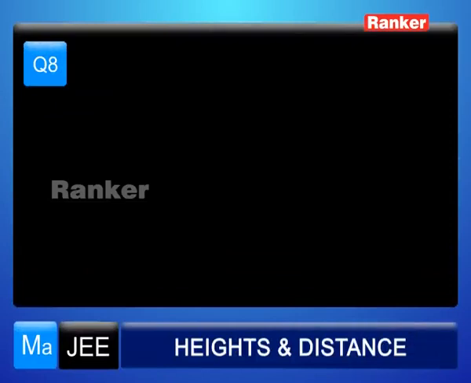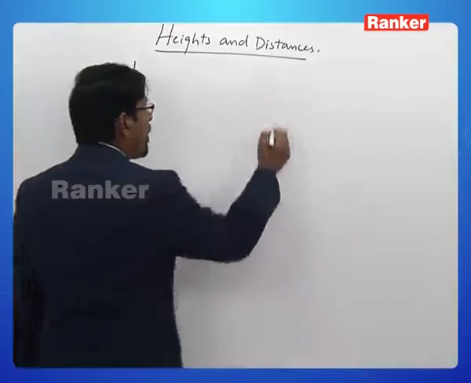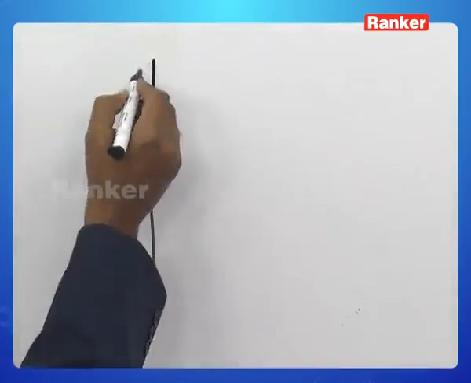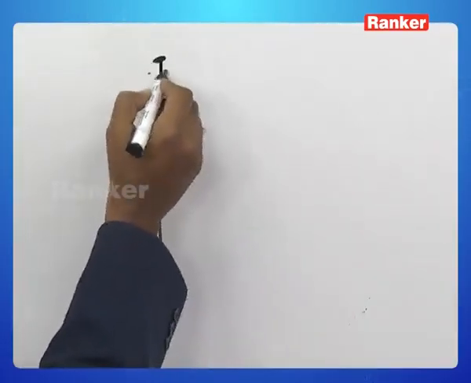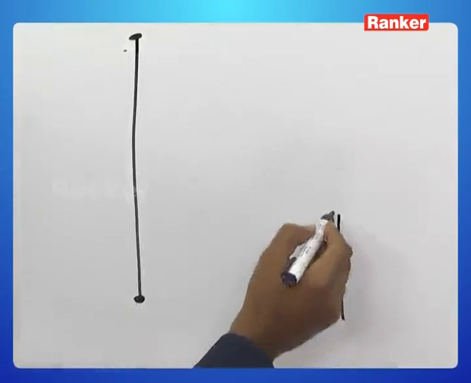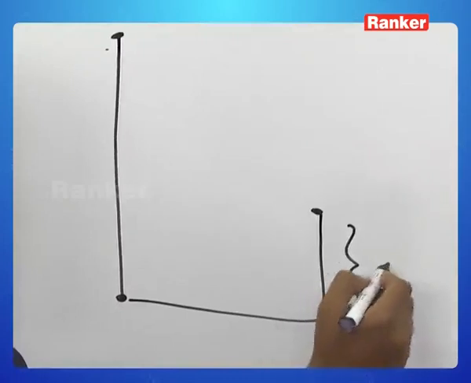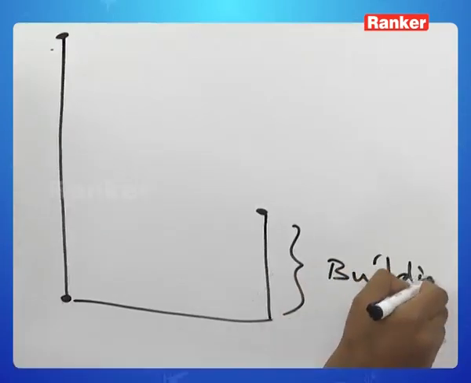Question number 8. The angle of elevation of a top of a building from the foot of the tower is 30 degrees, and the angle of elevation of the top of the tower from the foot of the building is 60 degrees. If the tower is 50 meters high, find the height of the building. We have a tower here. This is a tower. All right. And we have a building here. So this is the building. And this is the tower.